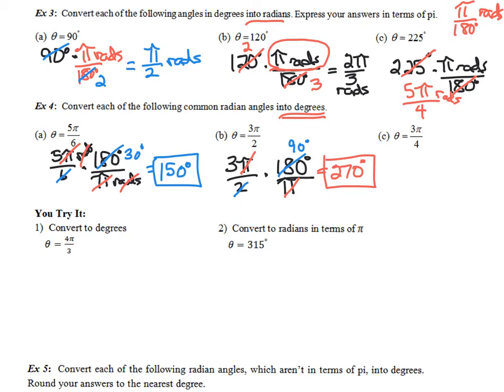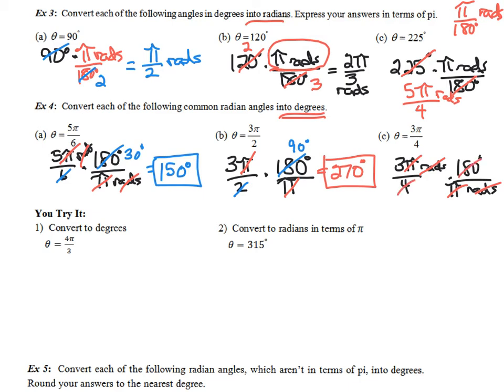Let's go to 3 pi over 4. This is radians. So 3 pi over 4 radians. Multiply by the conversion factor, 180 degrees over pi radians. And we can cancel off the word radians, cancel off the pi's because they're equivalent numbers.